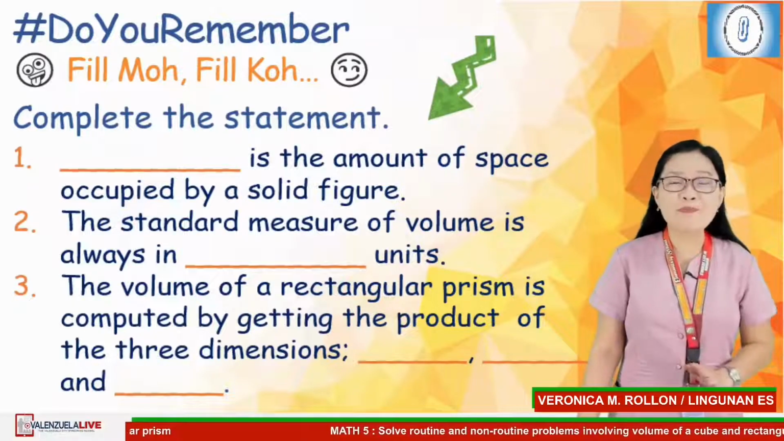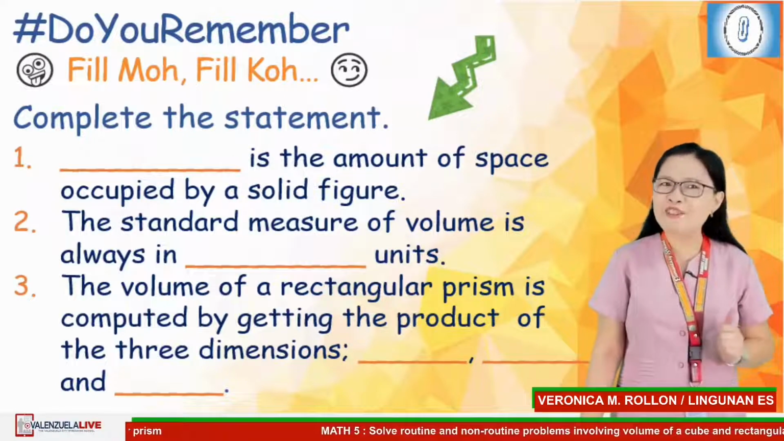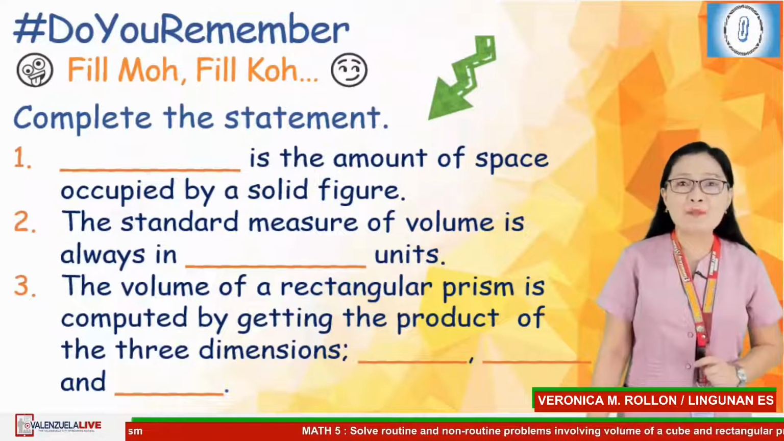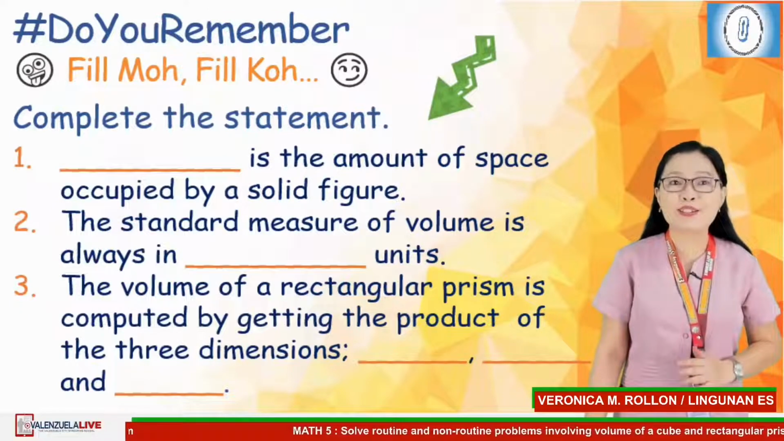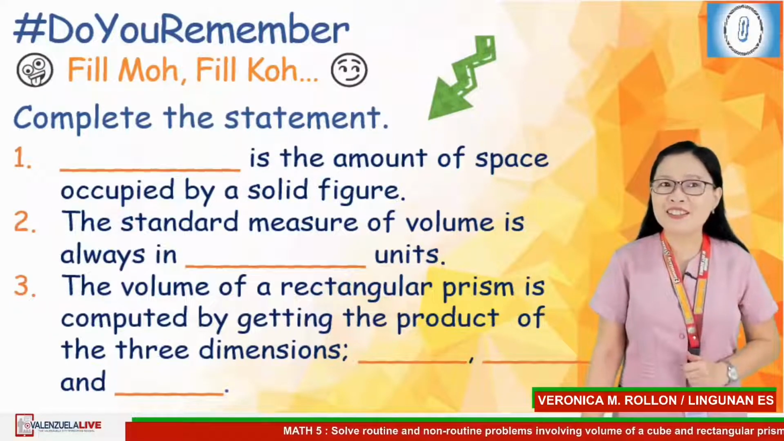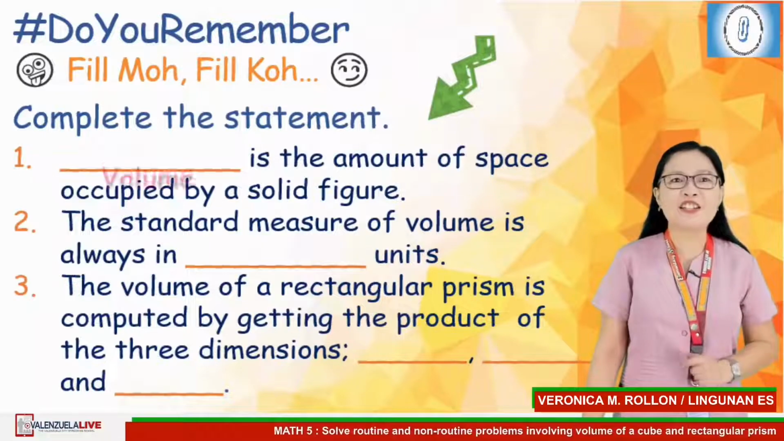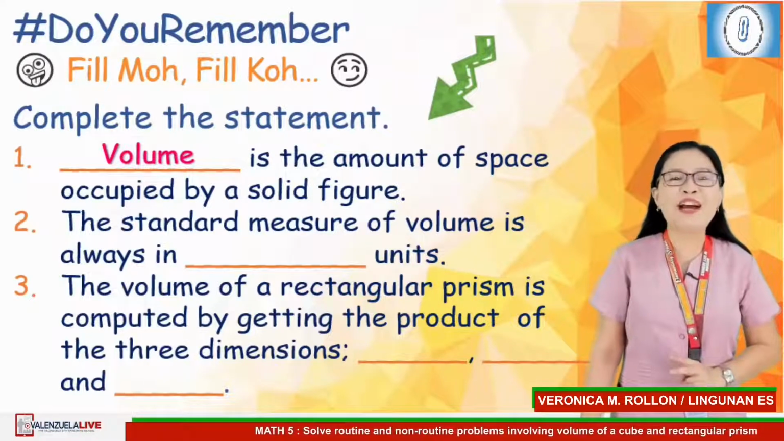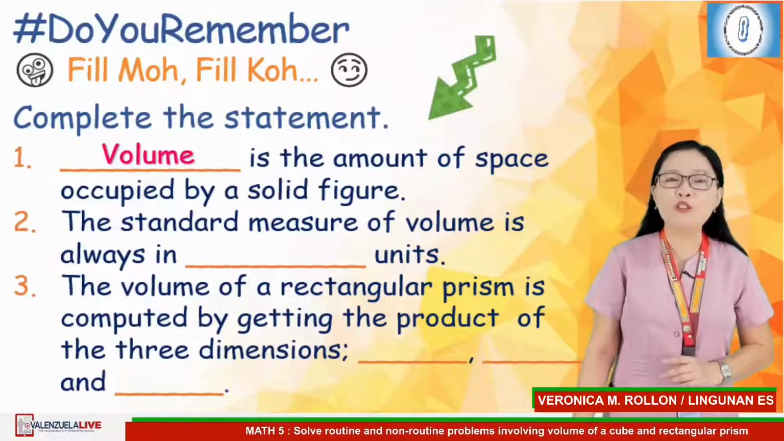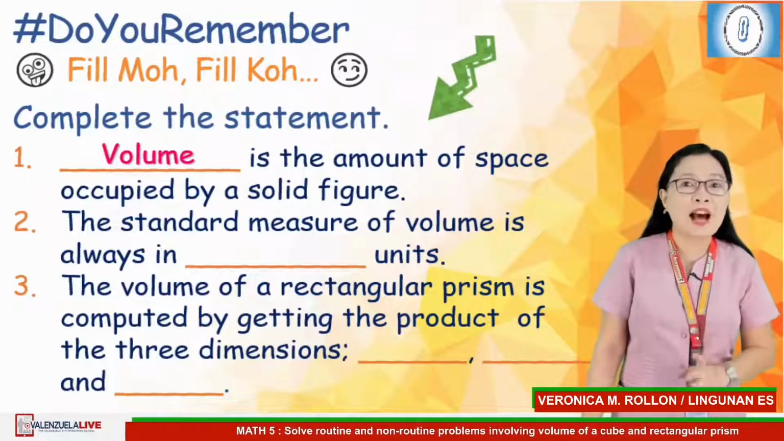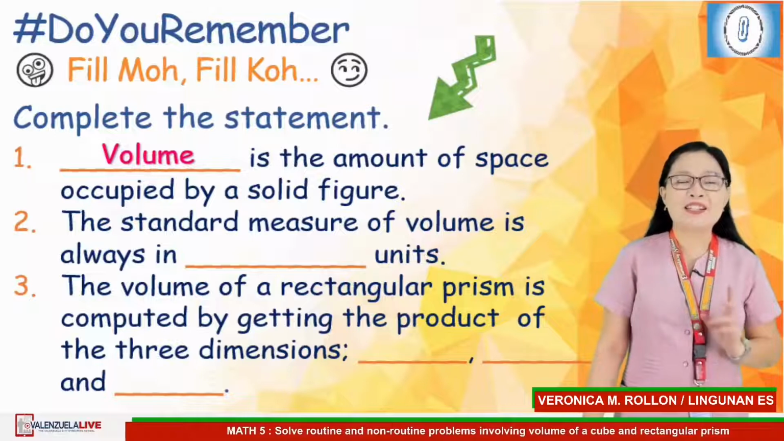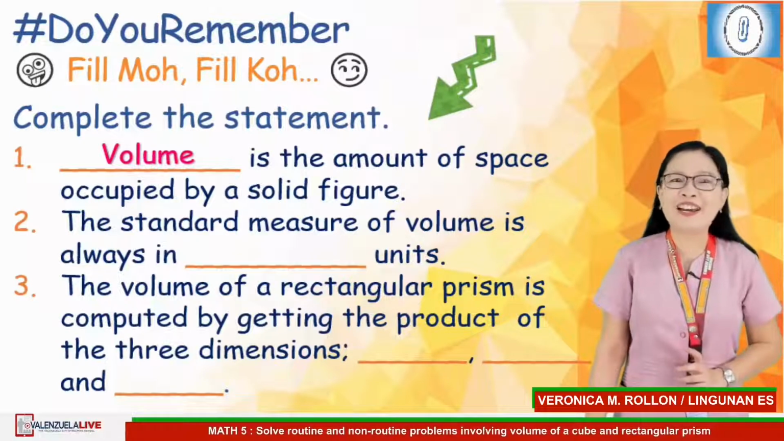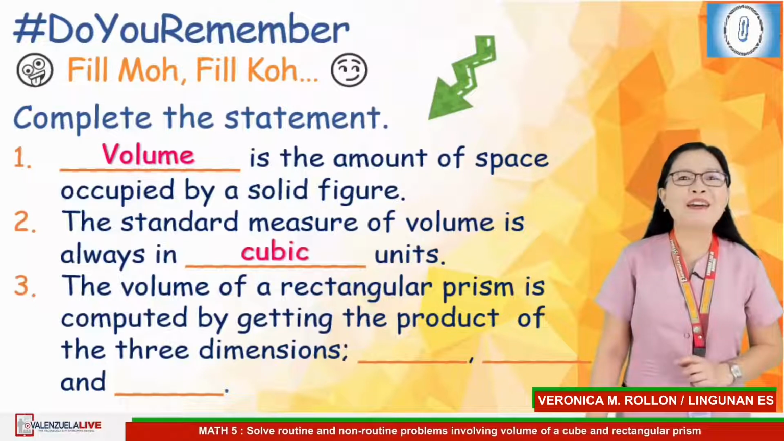Time is up. Now, let's find out if you get the correct answer. For number 1, blank is the amount of space occupied by a solid figure. What is your answer? If your answer is volume, you got the correct answer. For number 2, the standard measure of volume is always in blank units. The answer is cubic units.